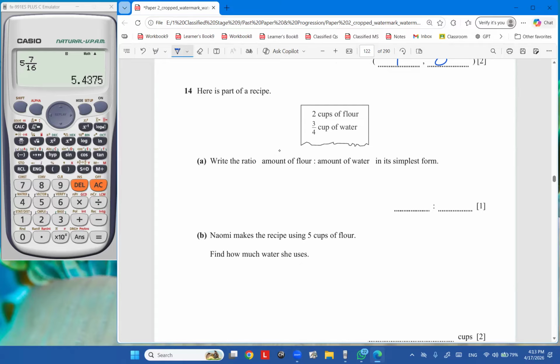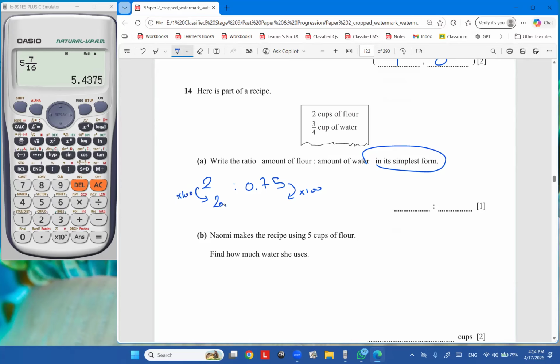Here is part of a recipe. And they told you here, 2 cups of flour, 3/4 cup of water. Write the ratio in the simplest form. So let's write this here. They said to you the flour is 2 cups, while the other is 3/4. So 3/4, we need to write it as a decimal, which we all should know is 0.75. You cannot simplify a ratio unless you make sure that no decimals are there. So we're going to need to multiply this by 100 and multiply this also by 100.